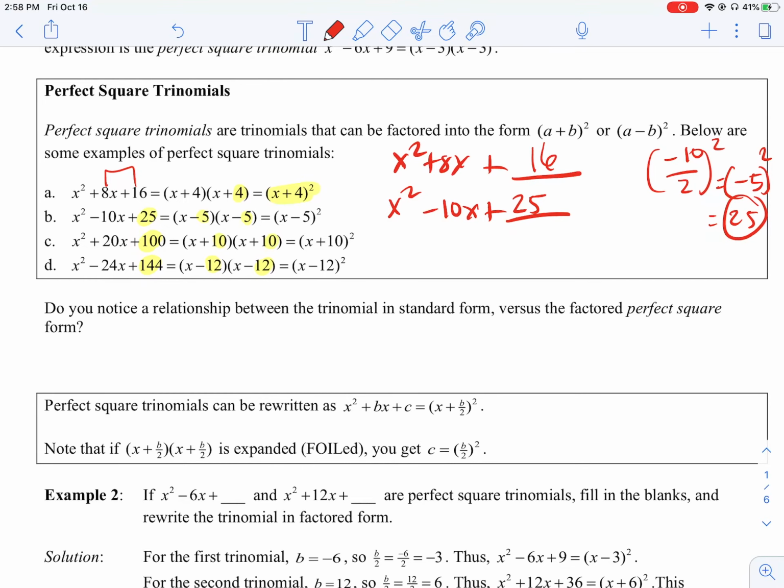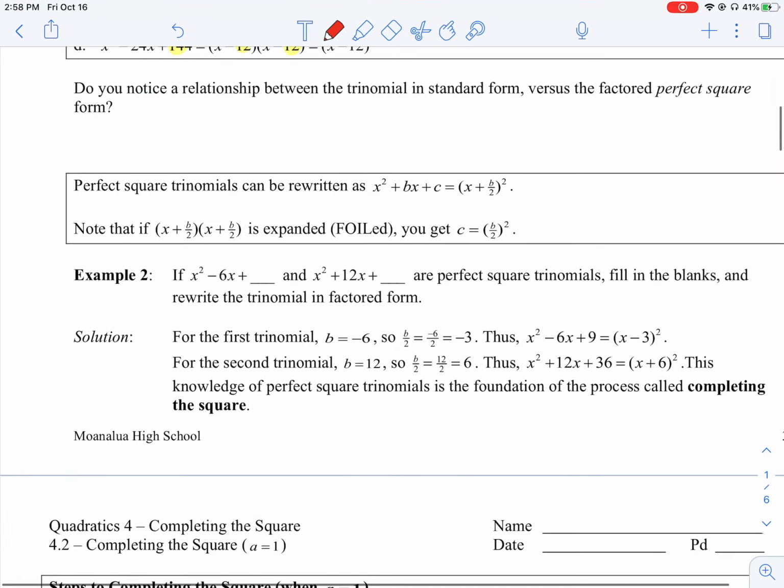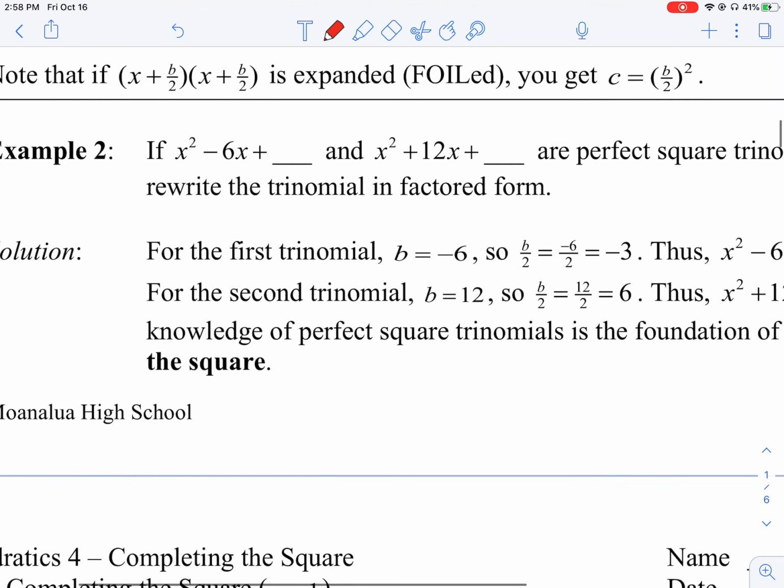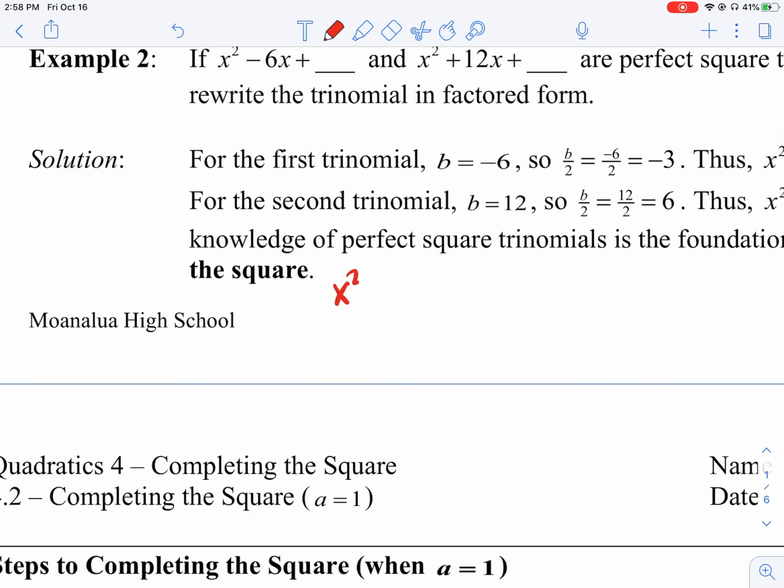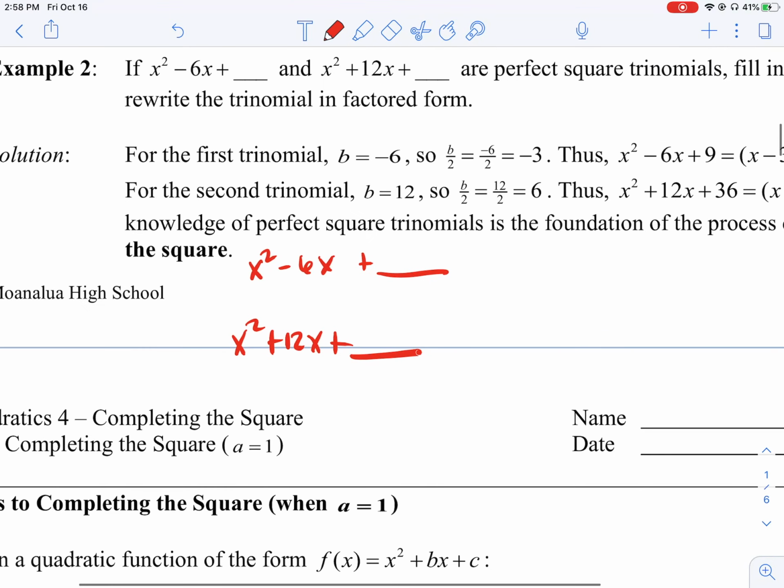And hopefully you're getting the idea. Let's try this one. x squared minus 6x plus, we don't know, and x squared plus 12x plus, we don't know. What would be the number that goes there to make it a perfect square trinomial? So let's try negative 6 divided by 2 and square.